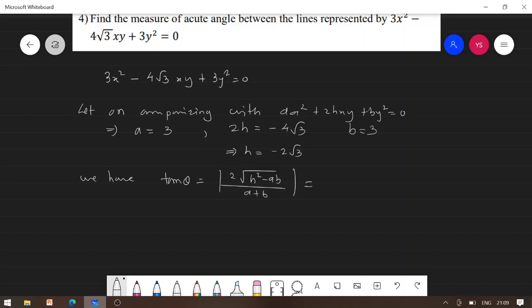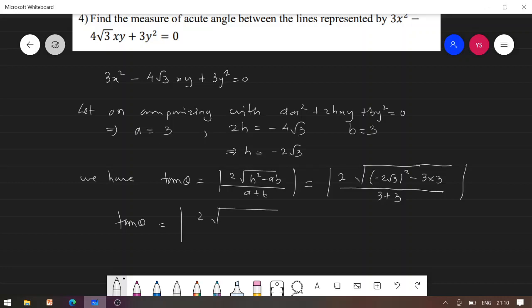Try to replace now h, a and b by their values. We have modulus of 2 times root of h square becomes minus 2 times root 3 whole square, minus ab becomes 3 into 3, whole divided by a plus b becomes 3 plus 3. Now tangent of angle theta, we have modulus of 2 times root of minus 2 square is 4, while root 3 square is 3, so 4 3s are 12 minus 3 3s are 9, whole divided by 3 plus 3 becomes 6.